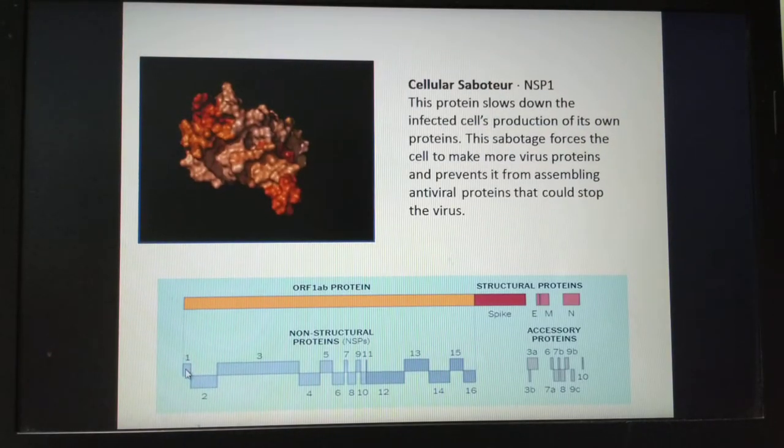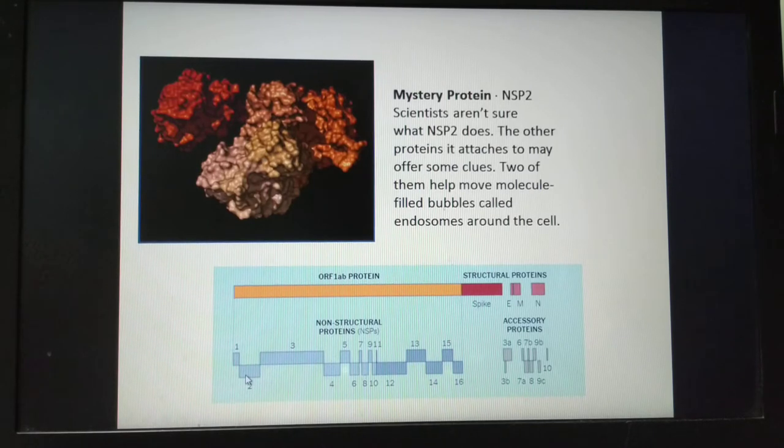The first one, this part, is non-structural protein 1. This protein is actually a saboteur protein. It hijacks our cell's machinery, and that machinery is used to make more virus proteins. Because it hijacks the whole cell machinery, it's called NSP1. The second one, NSP2, is a mystery protein. Scientists are not sure what NSP2 does. But it attaches to some other proteins, and all of them together form a bubble in which the virus particles reside.